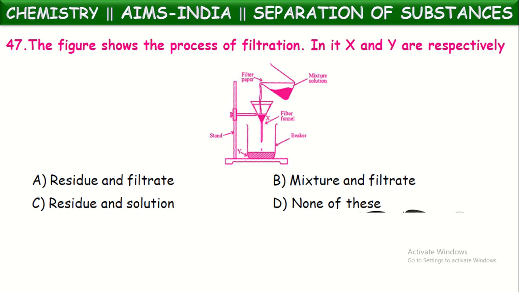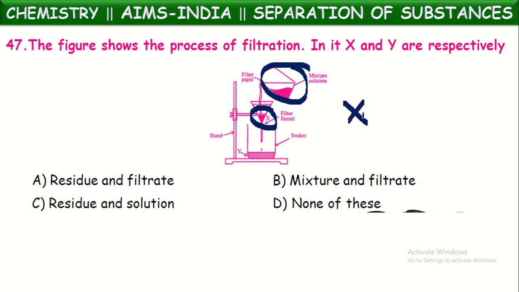In it, X and Y are respectively. Where are X and Y? See, they have taken a mixture of insoluble solid in a liquid. They have poured this through filter paper, which is taken in a funnel. Now, pure liquid is coming down into the beaker, and this insoluble solid substance remains here. So this insoluble solid substance remaining in the filter paper is called residue.